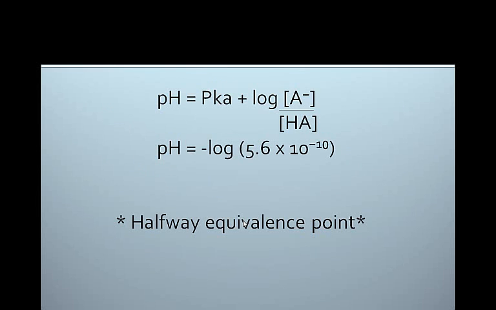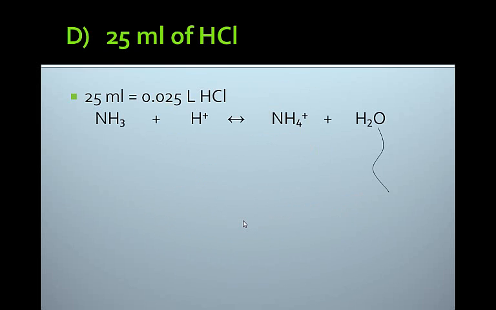But in this case, the concentration of the base and the acid is going to be the same, so it's going to be the log of 1. And when we take the log of 1, this is 0, so it's the same as not plugging in that part of the equation. The pH for this part is going to be 9.25, and this is the halfway equivalence point. And we know this because the concentration of the acid equals the concentration of the base.